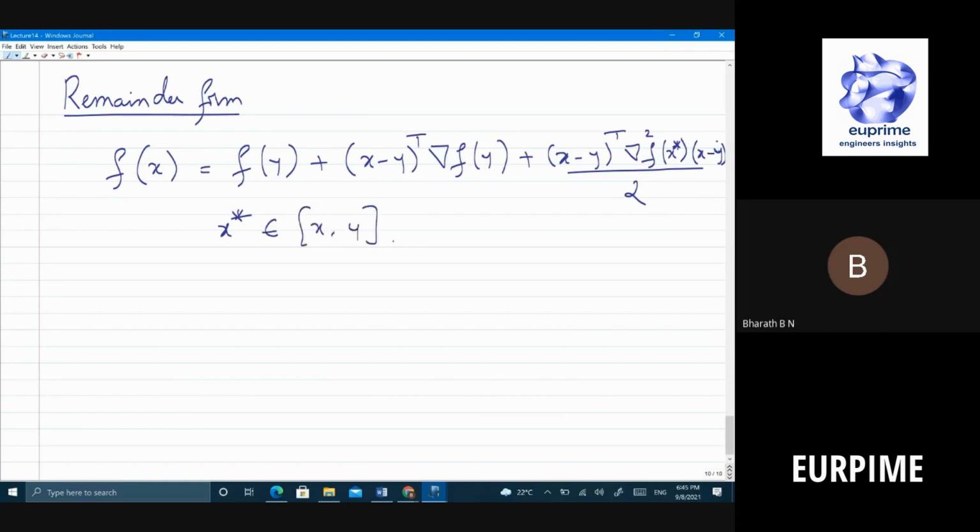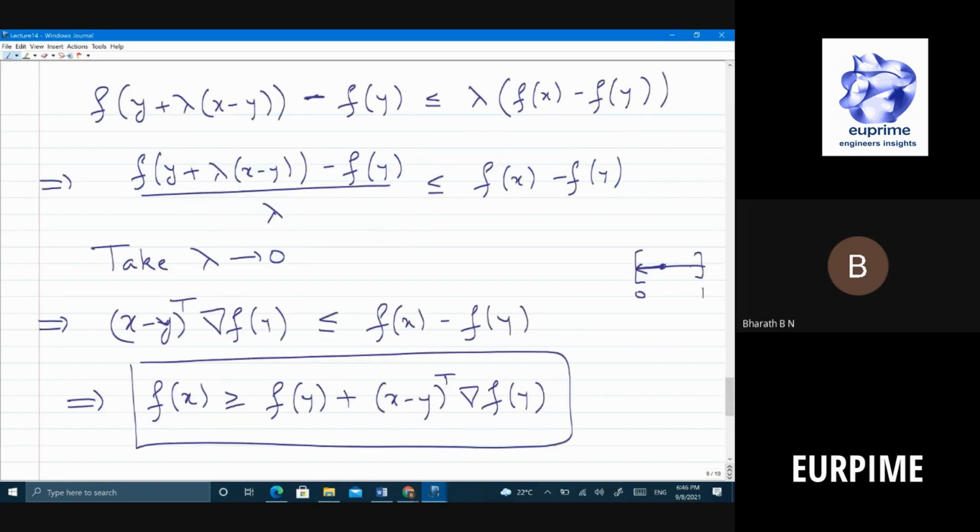You take some points x and y. I don't know what that x star is, but this is true. Now, f of y plus x minus y transpose times the gradient is the gradient in the direction of x minus y, plus a higher order term. What do we have here? f of x is greater than or equal to f of y plus x minus y transpose gradient of f at y. You stop there, you get an inequality, right? f of x is greater than.